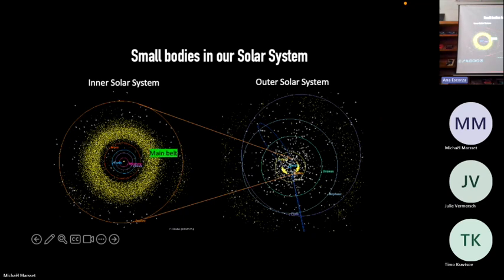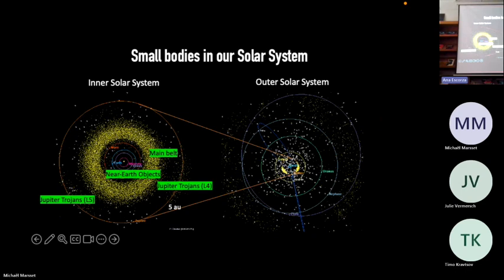We have the main belt, which is located between the orbits of Mars and Jupiter. Sometimes main belt asteroids get a little bit too excited by Jupiter, and they end up on Earth-crossing orbits. So those are called the near-Earth objects. Near-Earth objects are asteroids or comets with non-zero impact probability with terrestrial planets.